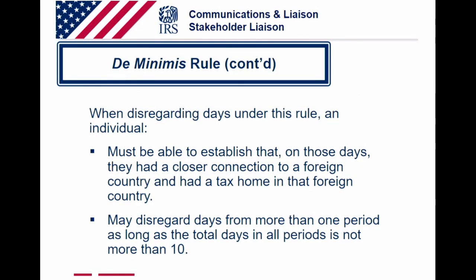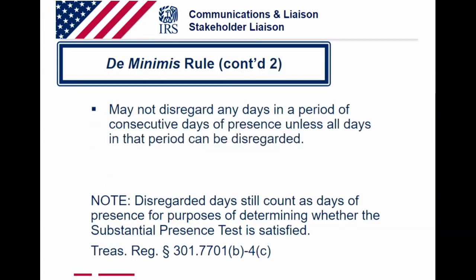There are a few important points about the de minimis rule. In order to disregard dates for purposes of determining the residency starting date under this rule, an individual must be able to establish that on those days they had a closer connection to a foreign country and had a tax home in that foreign country. You can disregard days for more than one period as long as the total days in all periods is not more than 10.